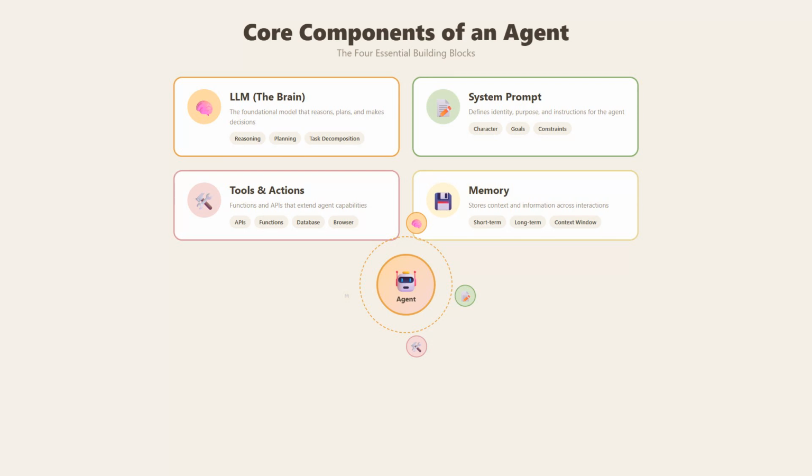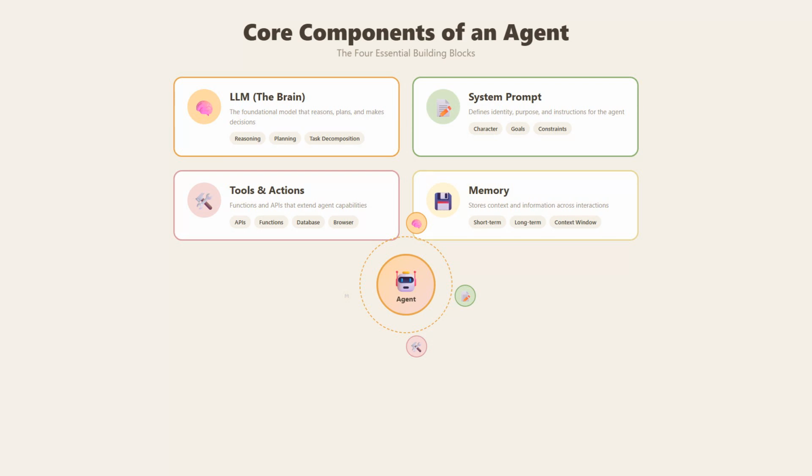Fourth, and finally, is memory. Large language models are stateless by default. They don't remember previous conversations unless you explicitly provide that context. Memory systems give agents the ability to maintain continuity, remember user preferences, recall past interactions, and build up knowledge over time. This transforms a single-shot assistant into a persistent collaborator.